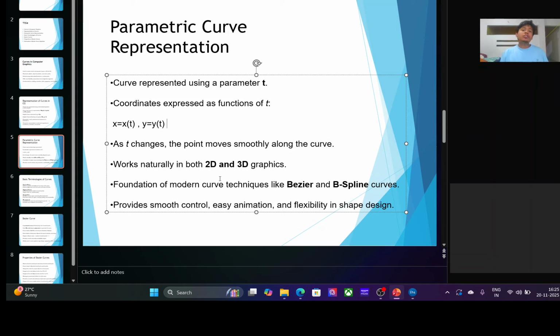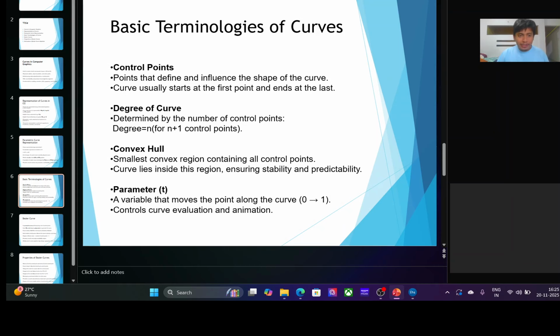It is the foundation of modern curve techniques like Bezier and B-spline curves, which provide smooth control and easy animation flexibility in shape design. That's what we talked about earlier. Now we have the basic terminologies of curves that we need to know before going to the Bezier curve. What are control points?